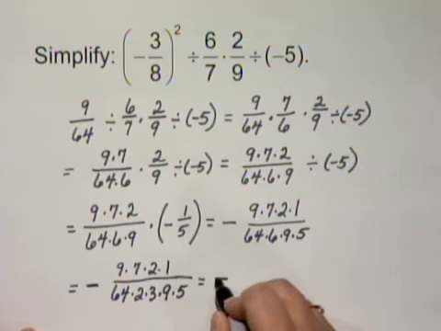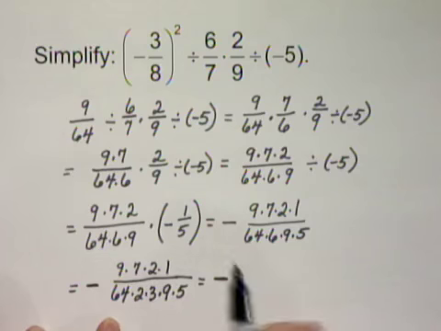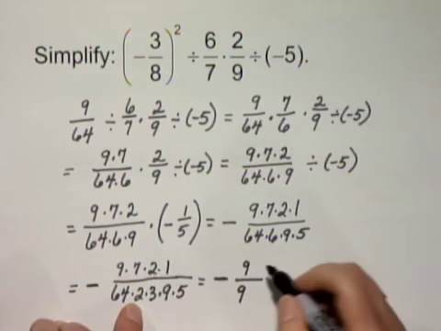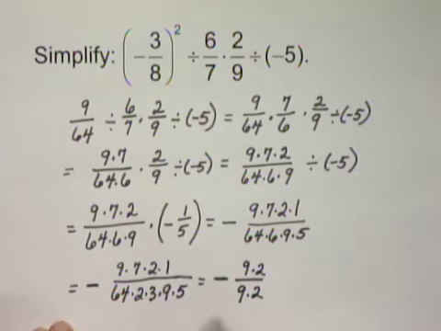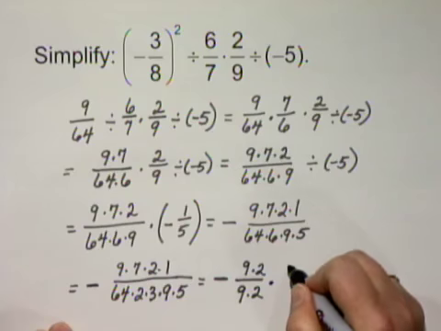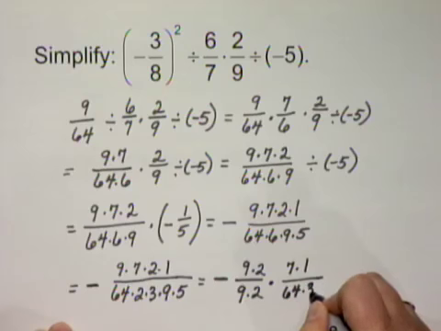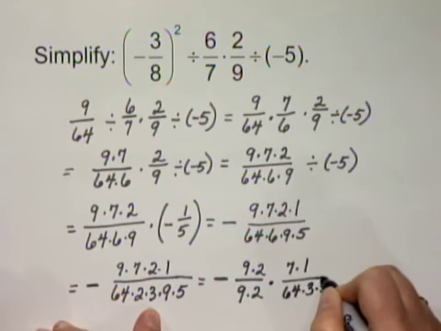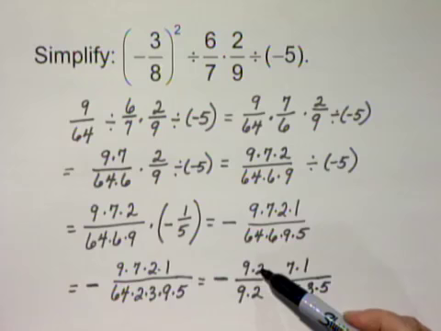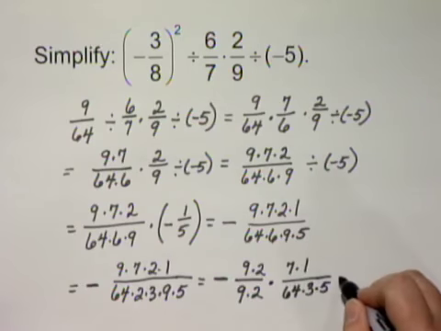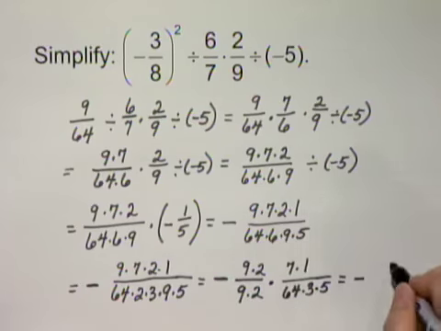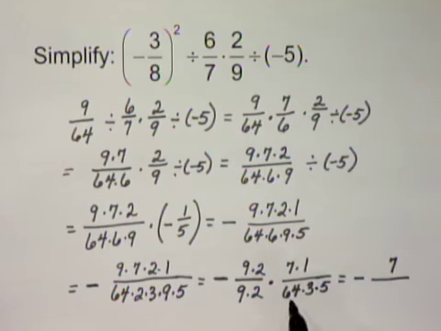Now, not forgetting the negative sign, I'm going to write 9 over 9. Those are common factors. 2 over 2. Those are my common factors that I'm factoring out. And what's left is 7 times 1 in the numerator, 64 times 3 times 5 in the denominator. Now 9 times 2 over 9 times 2 will be 1. So I'll be left with negative 7 times 1 is 7. 64 times 3 times 5 is 960. And that's the simplified form of the problem.